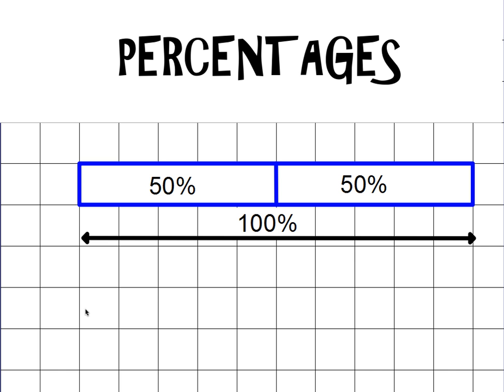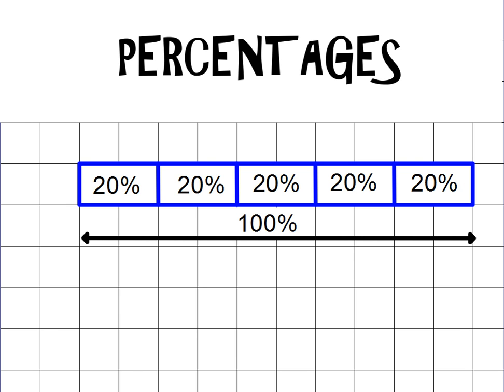But at the same time we don't have to split 100% into just 2. We could split it into more. So there we go, I've split it into 5 equal pieces this time. So I need to think to myself, if I've divided 100 into 5 equal pieces, then each piece is going to be 100 divided by 5, 20. So there we have 20, 40, 60, 80, 100%. And each of these pieces is equal and they're worth the same.